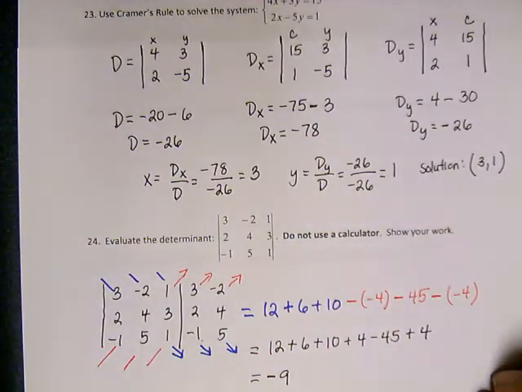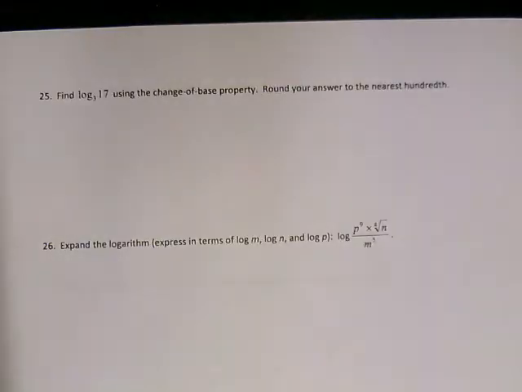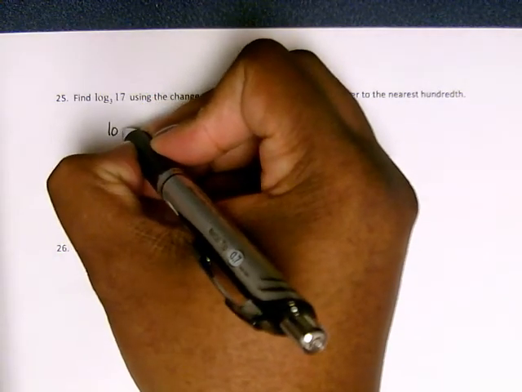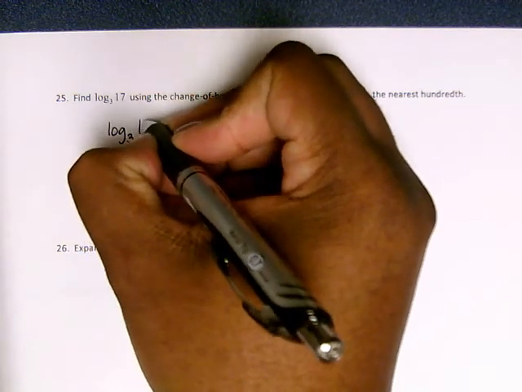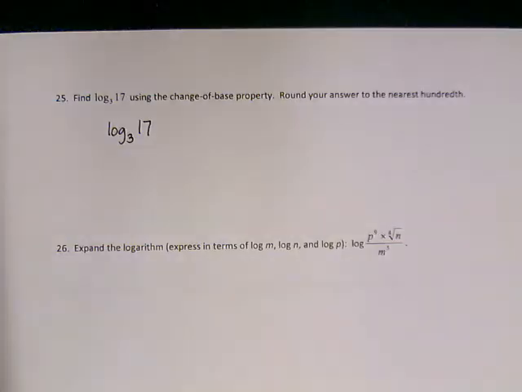Okay. Alright, problem number 25 is using the change of base property to find log to the base 3 of 17. Log to the base 3 of 17 using the change of base property.